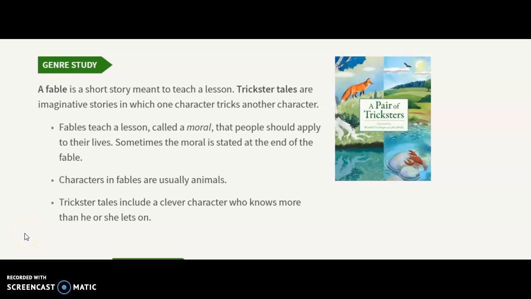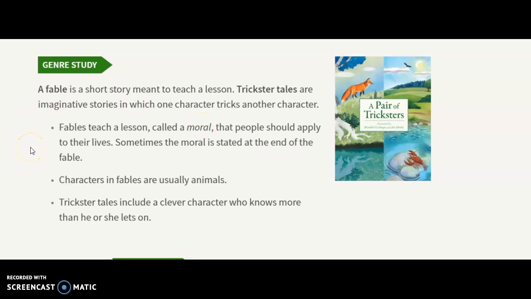The genre that we're going to focus on this week is fables. A fable is a fiction story and it's meant to teach a lesson. A type of fable is trickster tales, and they are imaginative stories in which one character tricks another character. You guys are familiar with that fable, The Tortoise and the Hare.